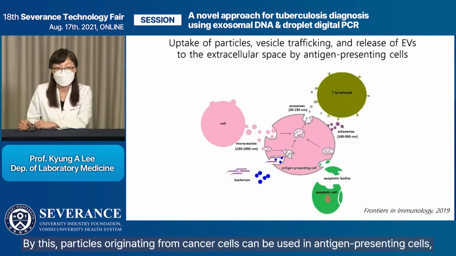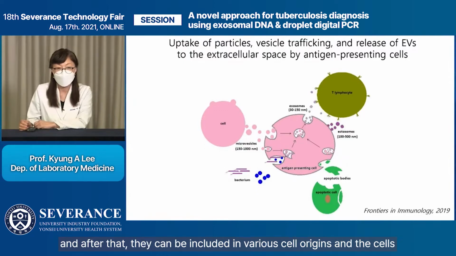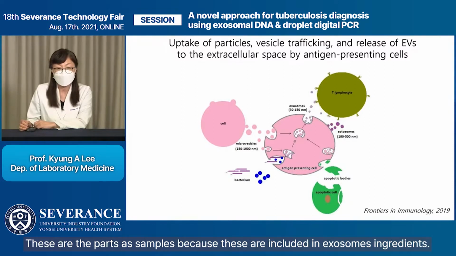By this, particles originating from cancer cells can be used in antigen-presenting cells, and after that, they can be included in various cell origins and the cells in the body, as well as bacteria entering from outside. These are the parts we use as samples because these are included in exosome ingredients.